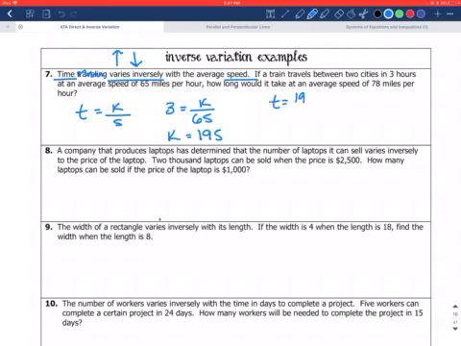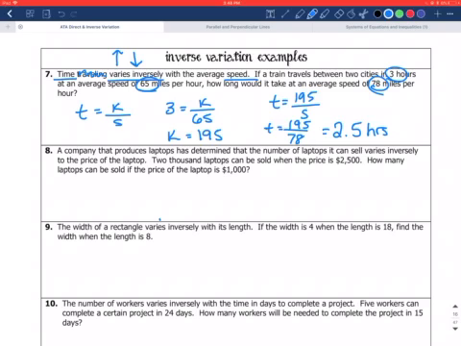We set this back up with 195. Don't plug in a variable yet. Now, how long would it take at an average speed of 78 miles per hour? And that would be 2.5. So you see that as our speed increased from 65 to 78, our time decreased from 3 hours to 2.5 hours. So that makes sense.